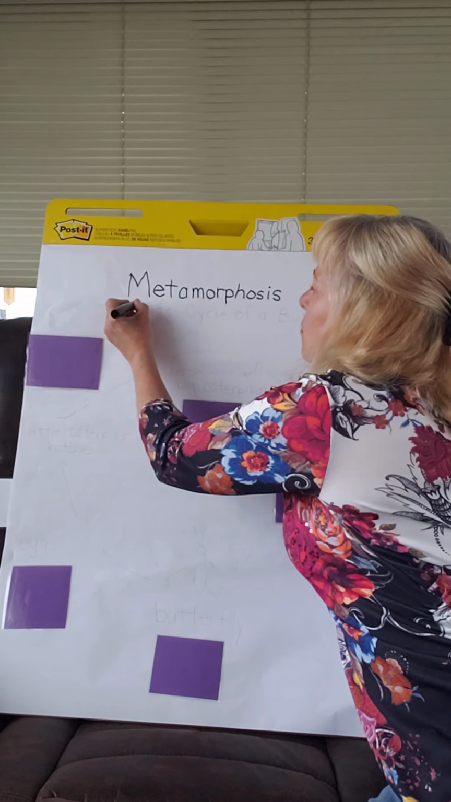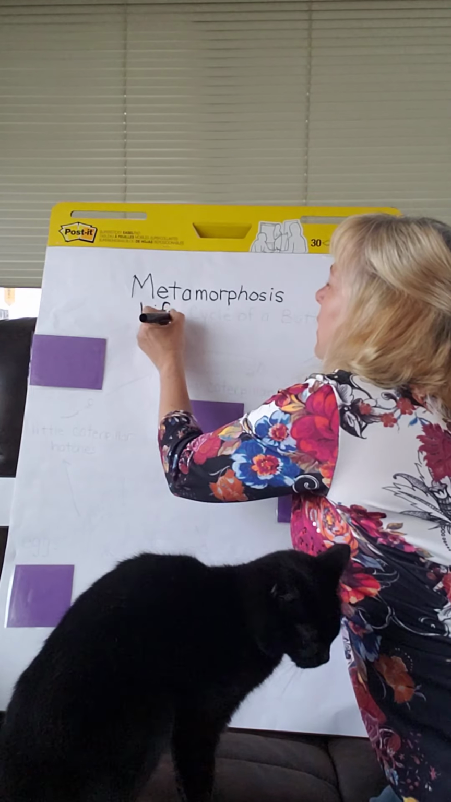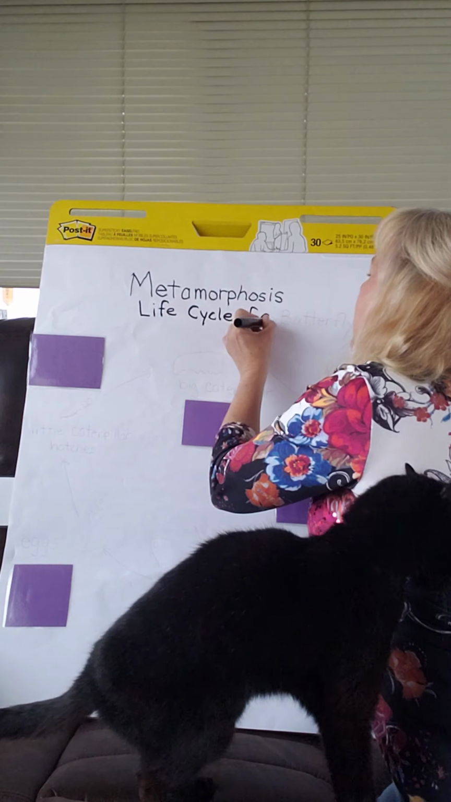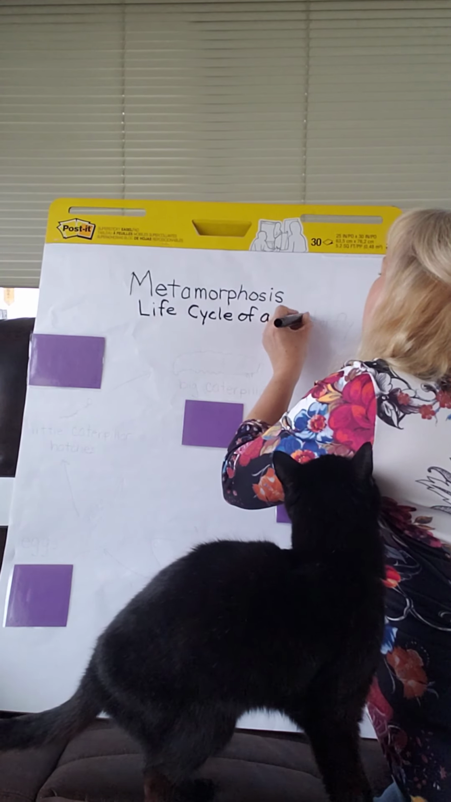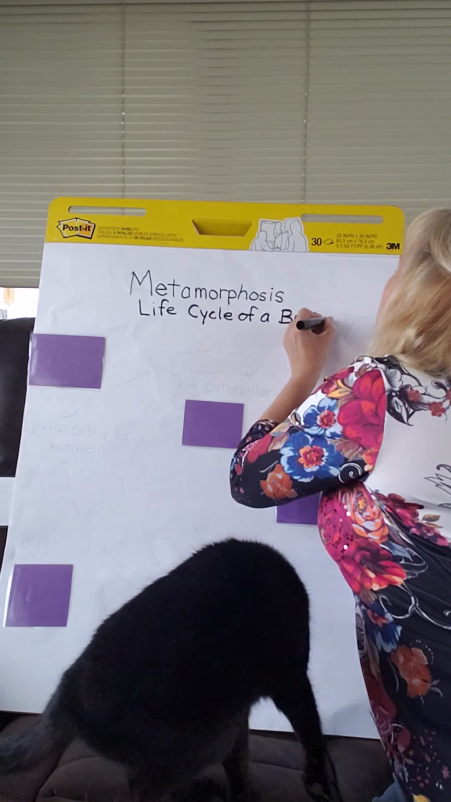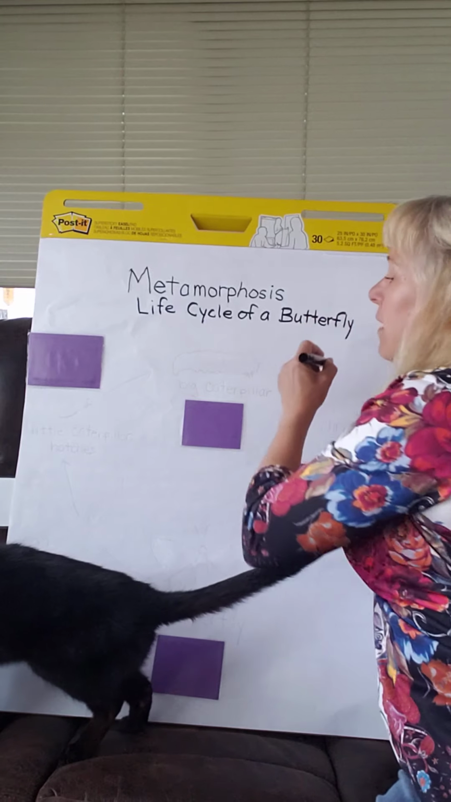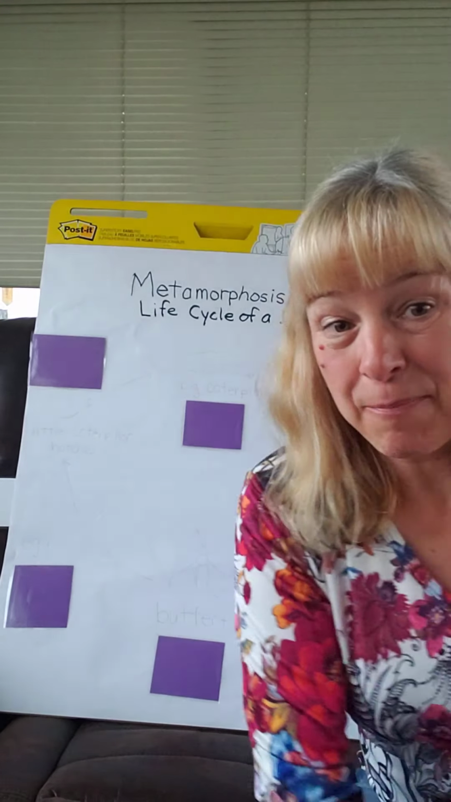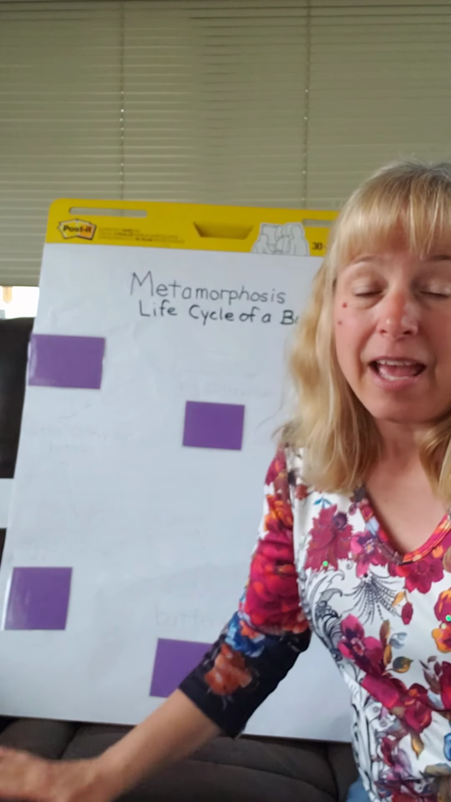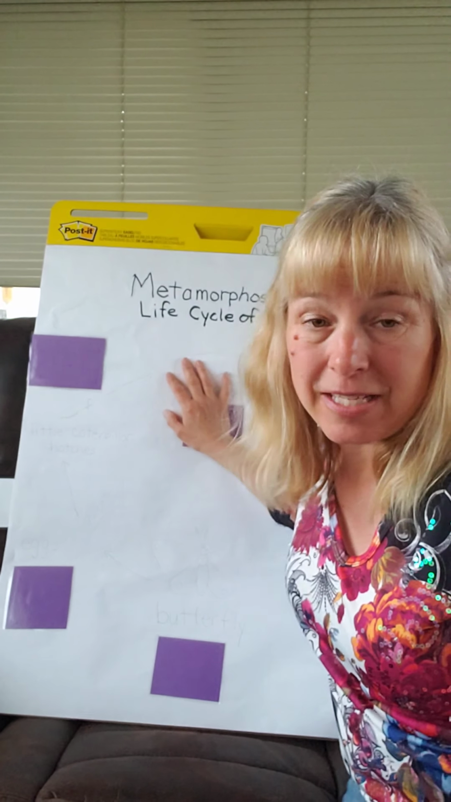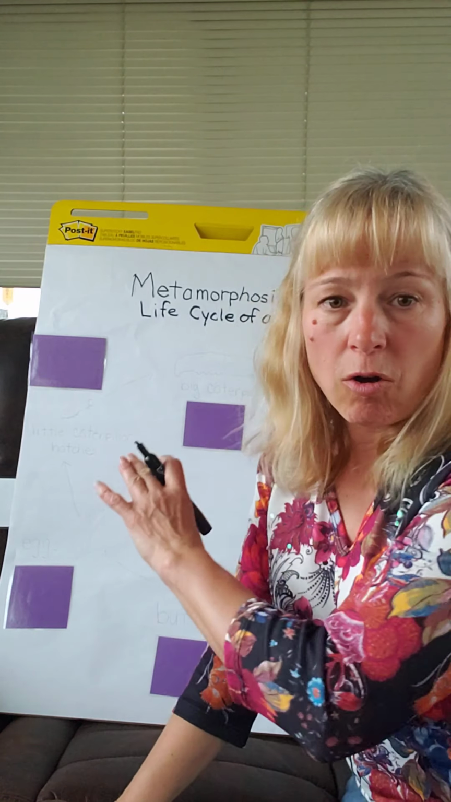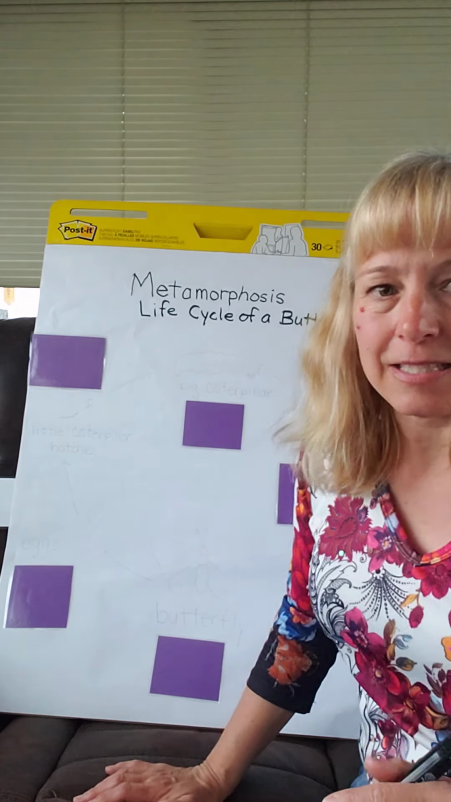All right, I'm also going to write the words up here. Life cycle of a butterfly. So, I want you to know that our ladybugs, which are actually a type of beetle, go through a life cycle, and butterflies and moths also do this. Many insects, that's an animal that has 6 legs and a head and a thorax and an abdomen, they all go through a metamorphosis process.